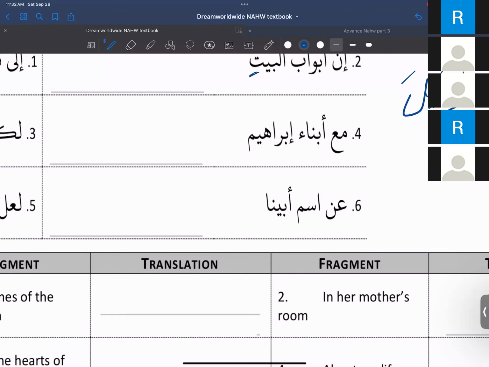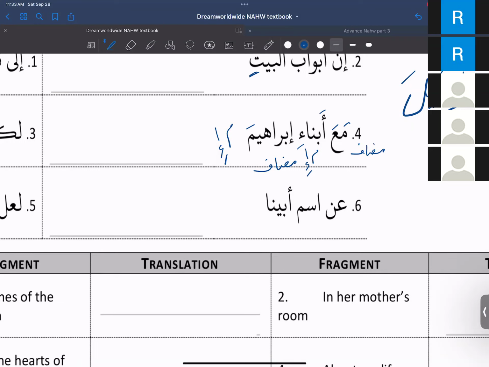Yeah. So, ma'a. Ma'a, yeah. Ma'a abnai Ibrahim. Okay, what's going on now? Break down. Special mudaf. Ma'a is mudaf. Abnai is mudaf ilayhi, and it is also mudaf. Right? Ibrahim is mudaf ilayhi. Since Ibrahim is partly flexible, it is not going to take kasra.